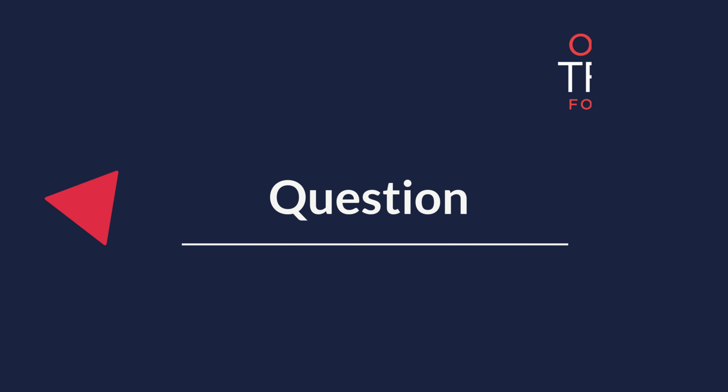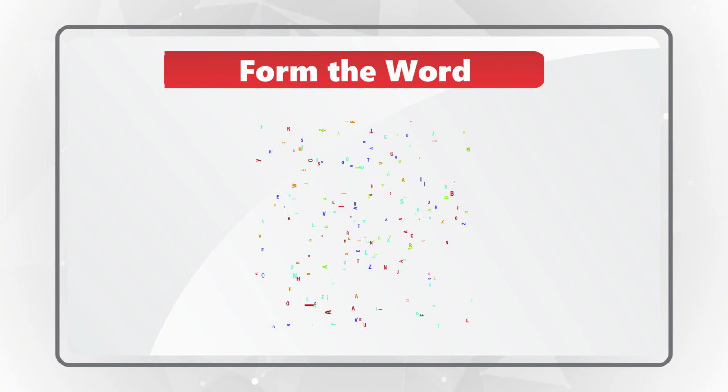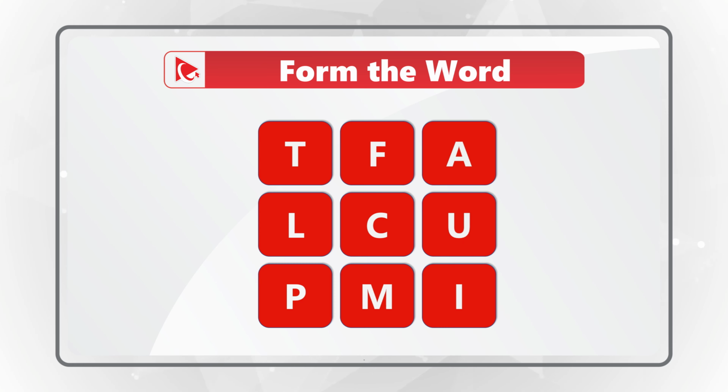This question truly tests your knowledge of the English dictionary. You need to form the word using all the letters only once. And there are 9 letters that you can see on the screen. The letters are T, F, A, L, C, U, P, M, I.